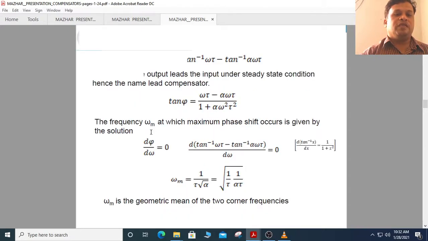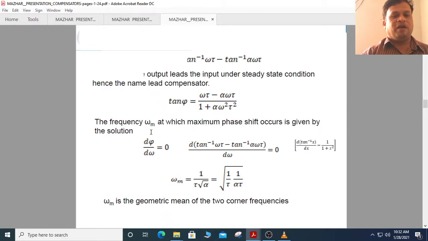So if you want the phase angle, we have found the phase angle phi. Now we want to write tan phi. Tan phi = (omega tau minus alpha omega tau)/(1 + alpha omega squared tau squared). The frequency omega m at which maximum phase shift occurs is given by the solution of d phi/d omega = 0.